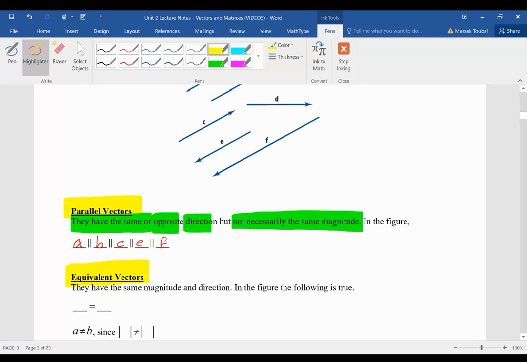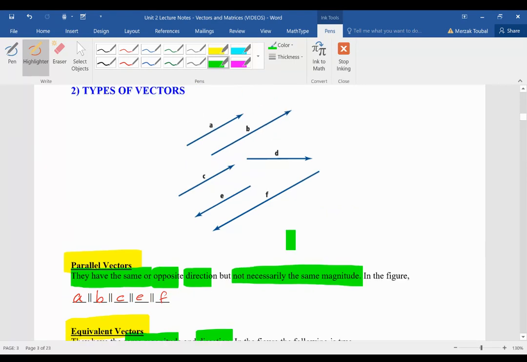Equivalent vectors have the same magnitude and direction. So same direction and the same magnitude, meaning equal magnitude. Which two vectors have the same magnitude and direction? Let's take a look. If we compare vector A to B, they have the same direction, but not the same magnitude, so they're not equivalent.